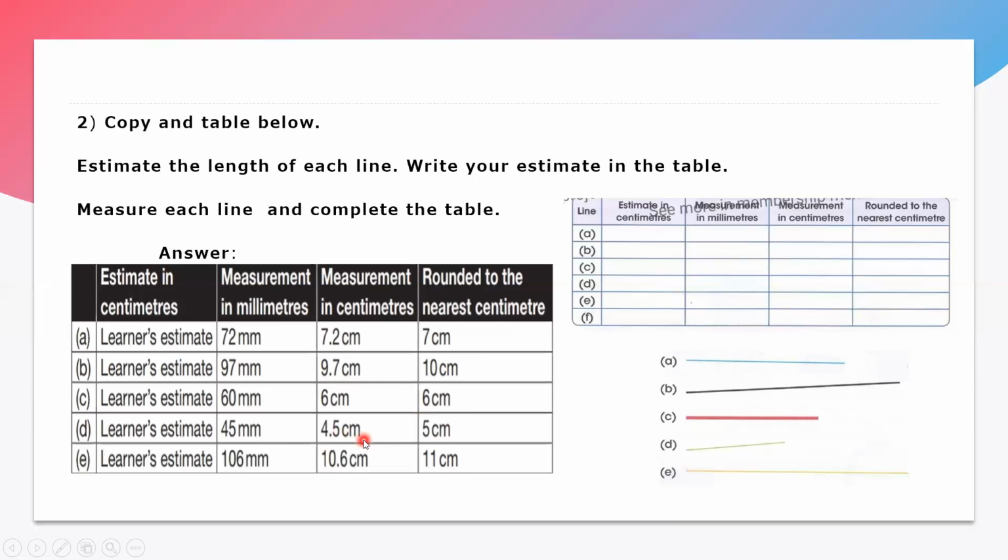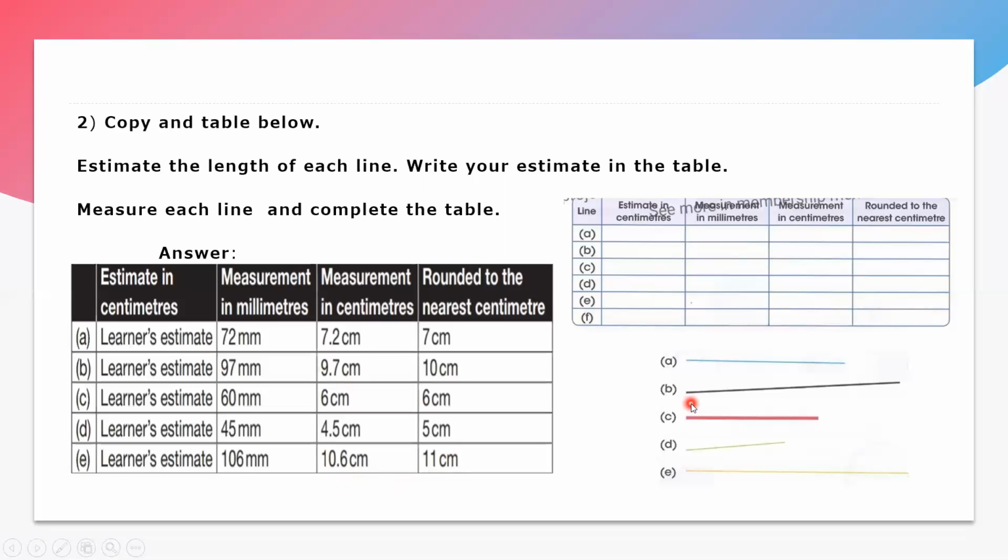4.5 means after the decimal place, the number is 5. 5 and above means rounding to the next number. So 4.5 is 5 centimeter. Next, the E part, when you measure, it seems to be 10.6 centimeter. 10.6 centimeter in millimeter is 106 millimeter. Now 10.6, so 0.6, which is greater than 5, so I'm rounding to the next number. So that is 11 centimeter.